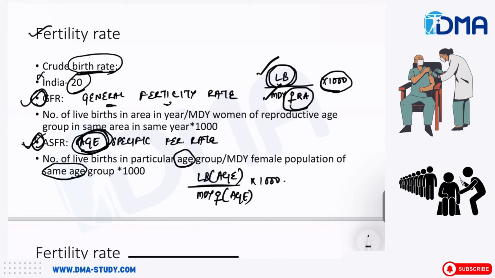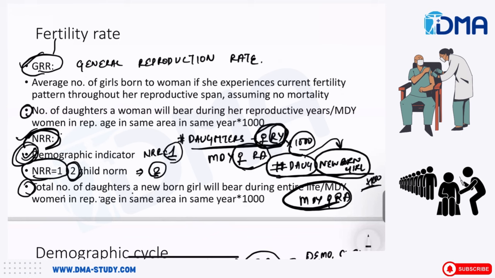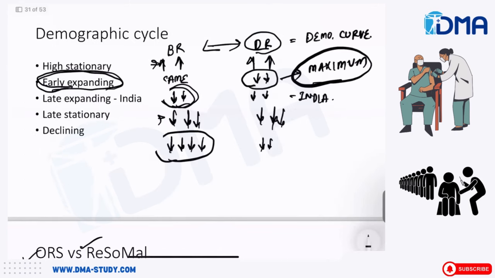Yes, sir. In fertility rates, I will expect you to remember only one thing, which is NRR. NRR is net reproduction rate. Total number of daughters born to a newborn girl, divided by the total number of females in the reproductive age group. That is what you have to remember. Demography cycle, you have to remember only two things. One is death rate will start decreasing in early expanding. Birth rate will also start decreasing in late expanding, stage 3. And India is currently in stage 3.